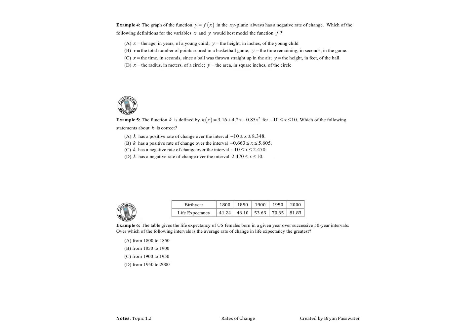The graph of the function y equals f of x in the xy plane always has a negative rate of change. Which of the following descriptions for the variables x and y would best model the function f? So what's our input value if we have y is equal to f of x? x, and then our output value is y. And we need what kind of rate of change? A negative rate of change. So let's see the relationship. Let's look at A. The input is the age in years of a young child, and the output is the height in inches of the young child. Well, is that a positive or negative rate of change?